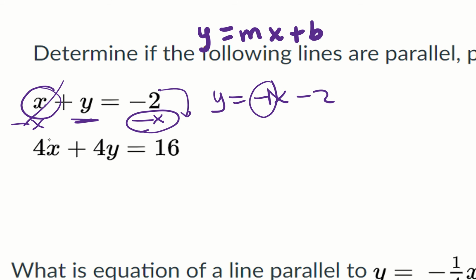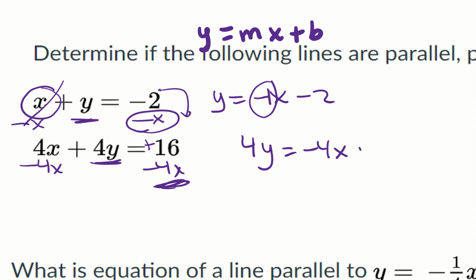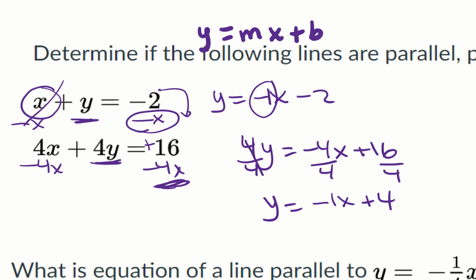And then for this one, we need to do the same thing. Let's solve for y. So get rid of the 4x. We have 4y equals, write the 4x part first, negative 4x. This is a positive 16, so plus 16. Then we divide by 4 to get rid of this. So y equals 4 divided by 4 is 1, but it's a negative, so negative 1x plus 4. 16 divided by 4 is 4.